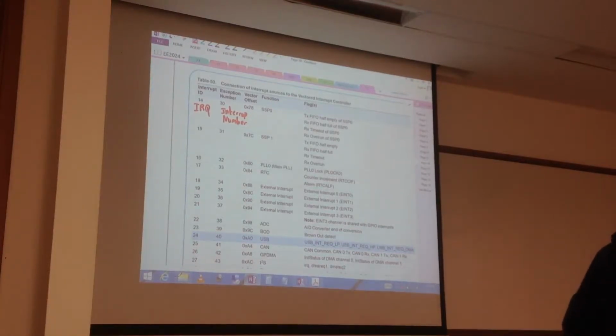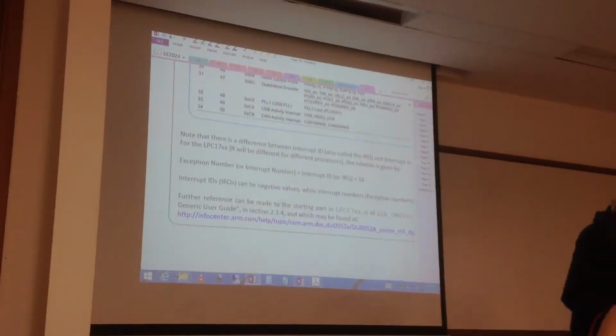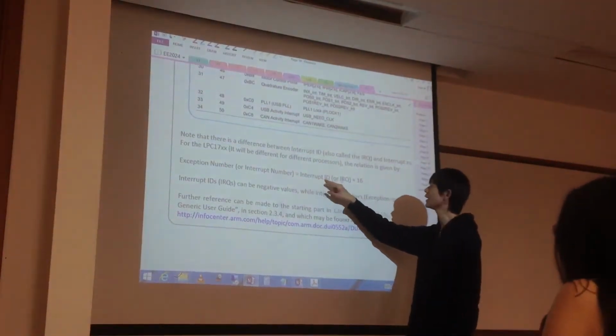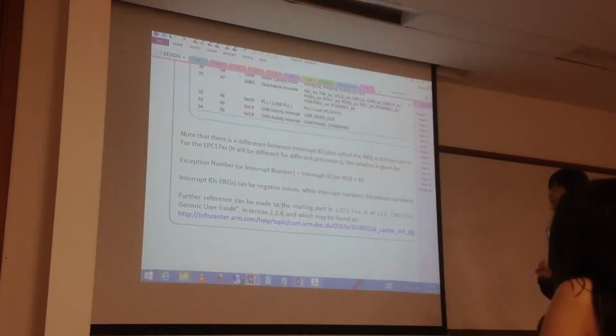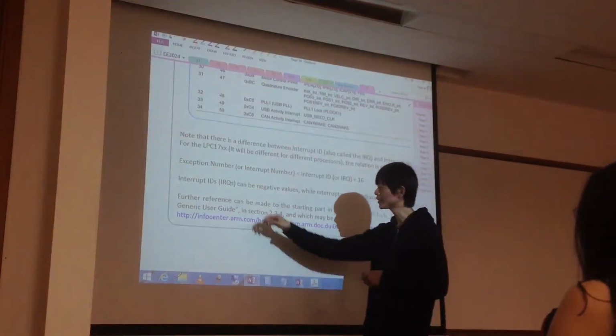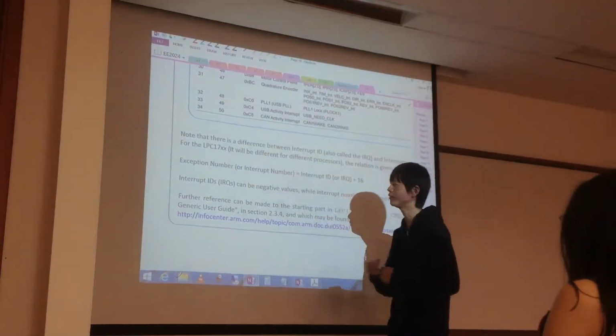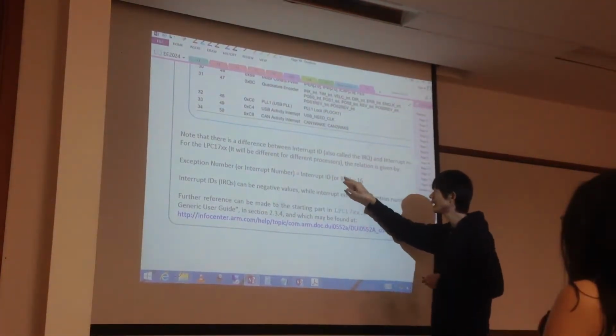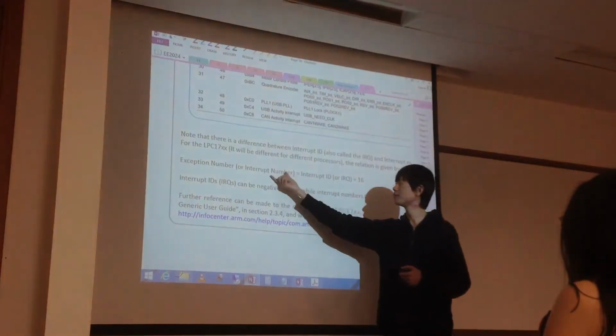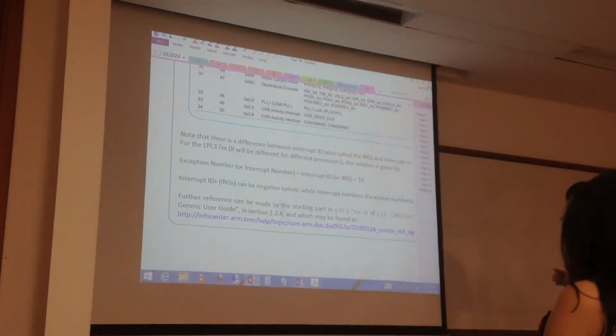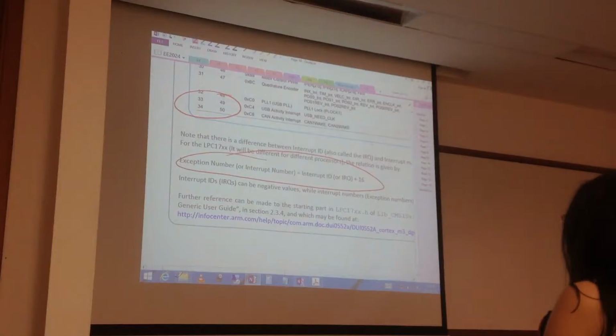The relationship between this one and this one for our 1769 is quite simple. It is simply interrupt ID plus 16. So what I meant was exception number is the same thing as interrupt number. Interrupt ID is the same thing as IRQ. But interrupt number and interrupt ID are not the same thing. This is a bit confusing, but even I'm still confused. It's just to let you know that there's a difference. You cannot simply say number is the same as ID.